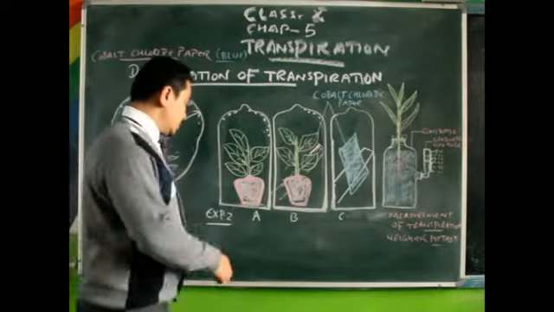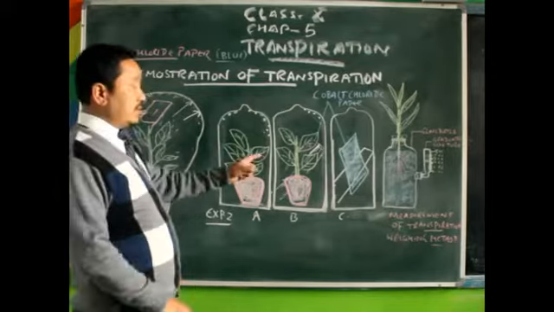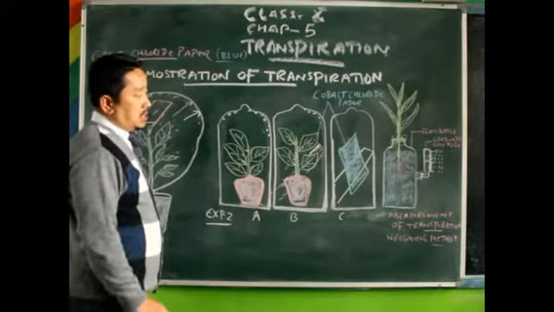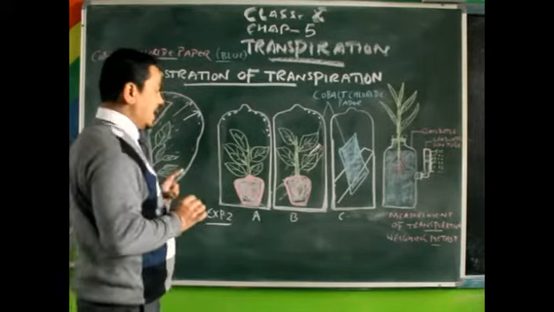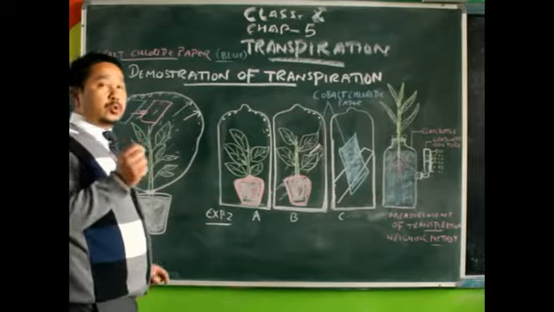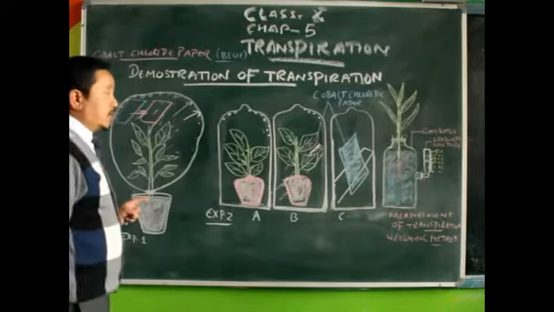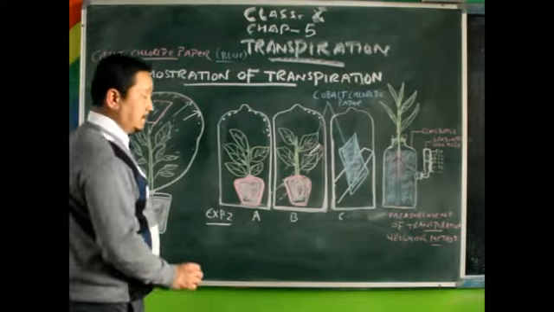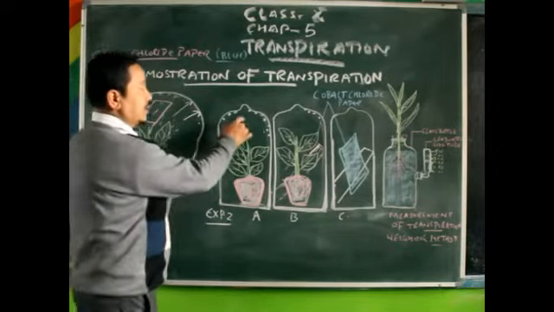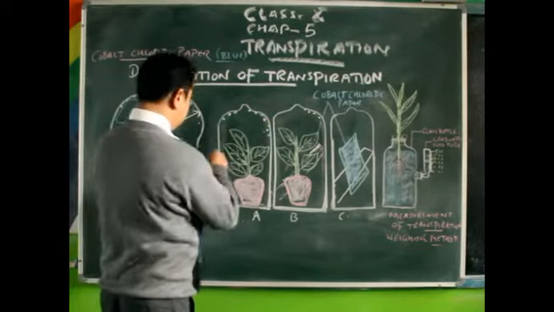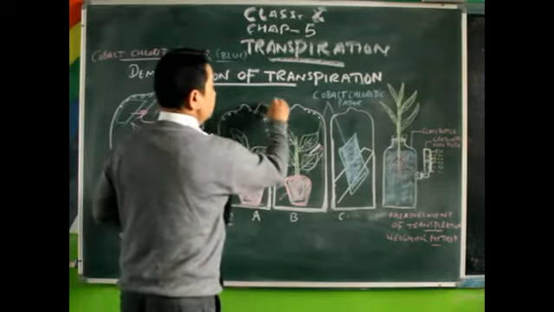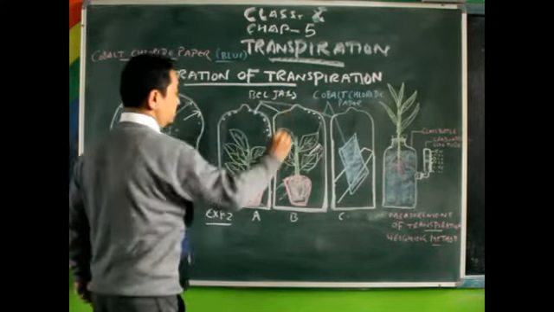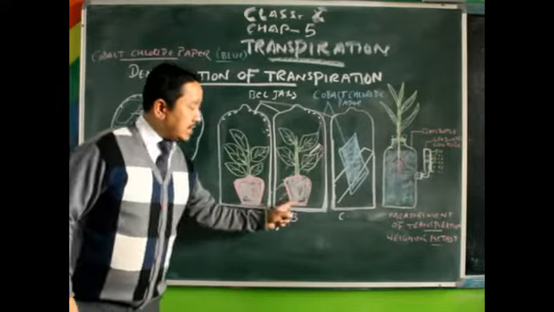Then experiment number 2 is also given there. I have just drawn experiment number 2 here. For experiment number 2, what your book has suggested is to take 2 well-watered potted plants and 3 bell jars. These are the 3 bell jars we have, big bell jars, A, B, and C.